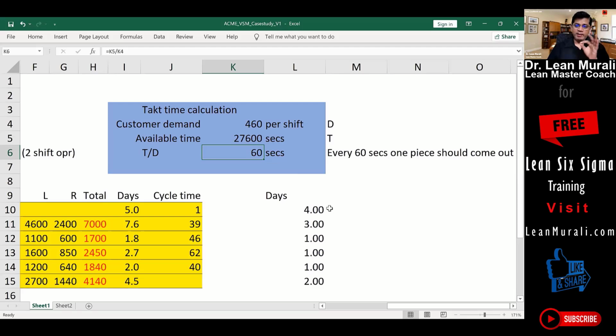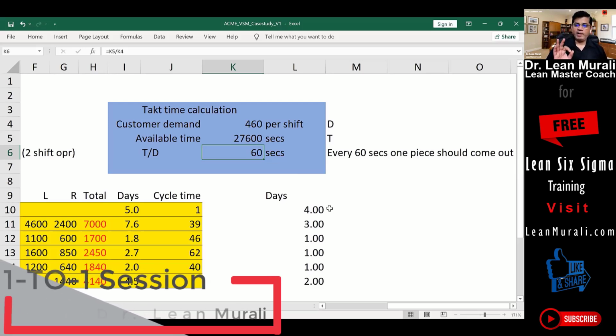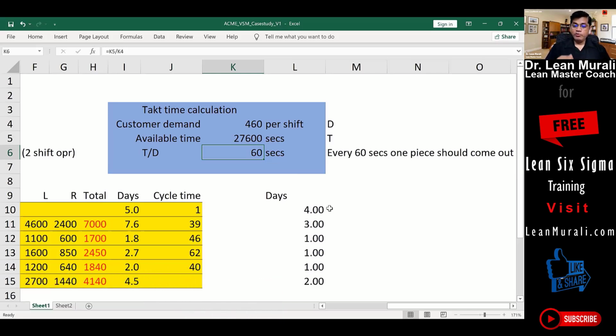So available time 10 minutes is clear. And you need 10 Pani Puris. You said 1 plate of Pani Puri, and 1 plate of Pani Puri is 10 numbers. In what rate should he supply you the Pani Puri? Your demand is 10. The available time is 10. What rate should he feed you the Pani Puri? 1 minute. Similarly, you have 27,600 seconds and you need 460 pieces.